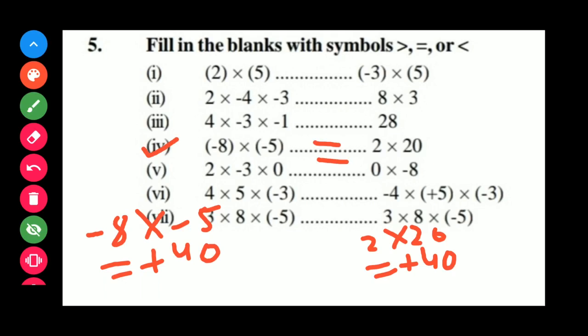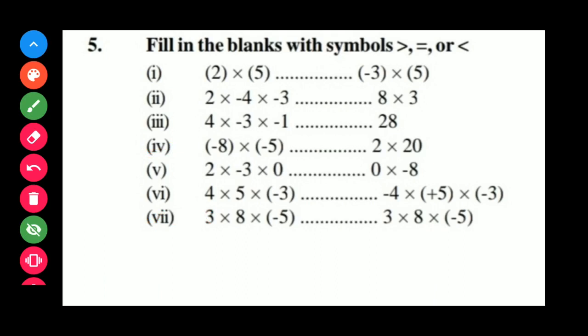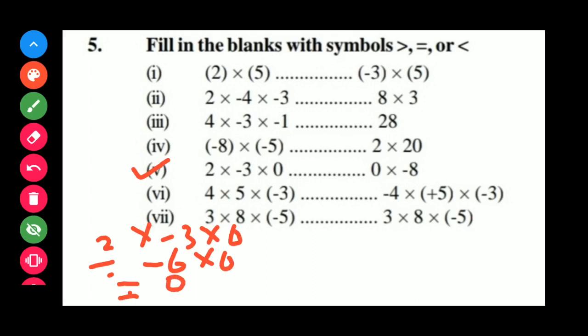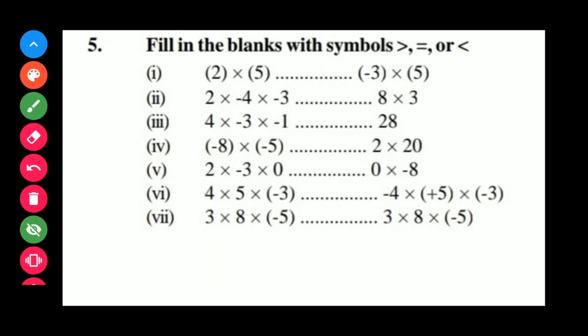Now come to the fifth part of this question. Fifth part is here. So 2 into minus 3 into 0. So what will happen? Minus 6 into 0, that becomes 0. And the right hand side, this one, 0 into minus 8, that is 0. So both are equal, so you can put here the equal to sign. Now 6 and 7 parts are for your homework, you can do at home.